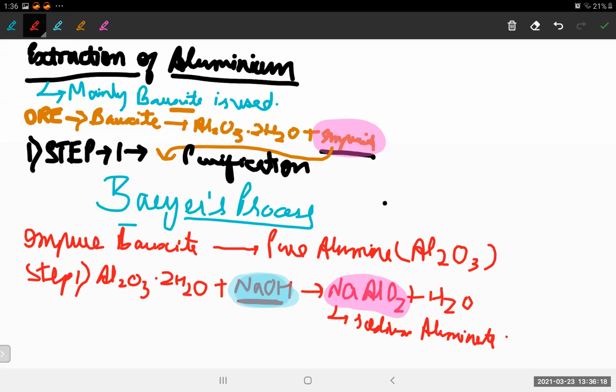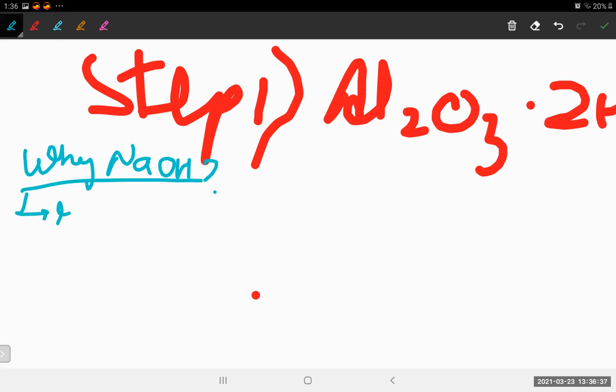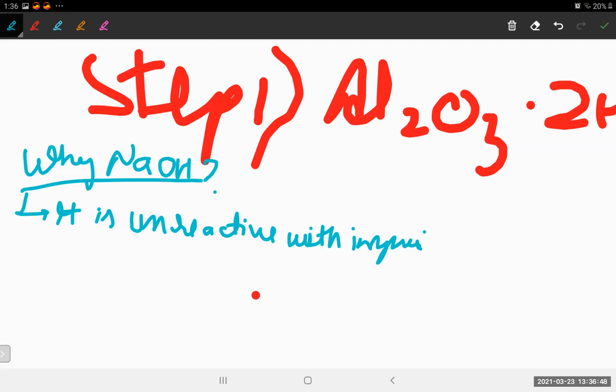Okay, now next thing, this is a soluble salt. Now a question might arise in the board that why we are using NaOH, right? So write it, why NaOH. Okay, so the answer to this question is that it is unreactive with impurities. We all know that it is having some impurities. Like, what are the impurities? Silica, that is SiO2, that is sand, yes or no? We have iron also, so Fe2O3, yes or no? So it does not react with it. Additionally, one more point is there, that it is insoluble.